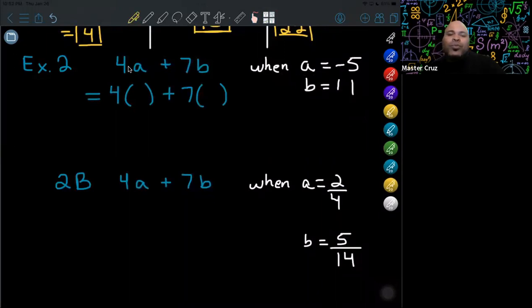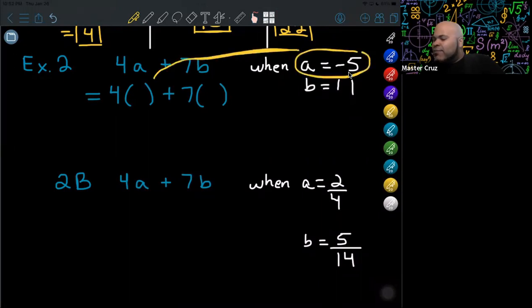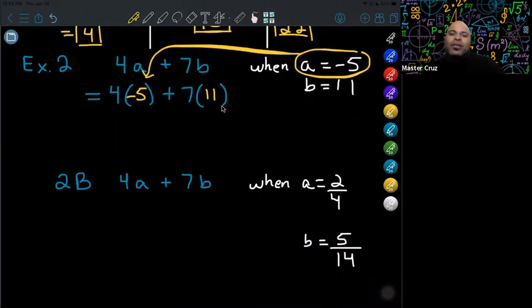So here we go. Whenever there's an A, I'm going to replace A with -5, because that's what A equals. A equals -5. Oops. Let's do it again. There you go. So this is -5 over here. And then for B is 11. Hopefully you can see that for B it equals 11.